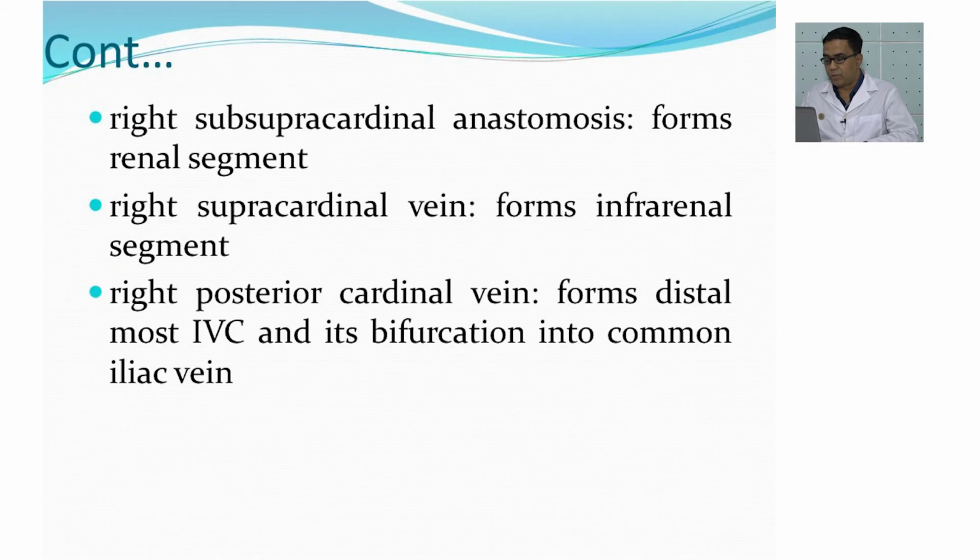Then next source, right subcardinal veins forms the suprarenal segment. Right subcardinal anastomosis forms the renal segment. Right subcardinal veins forms the infrarenal segments. Right posterior cardinal vein forms the distal most inferior vena cava and its bifurcation into common iliac vein.